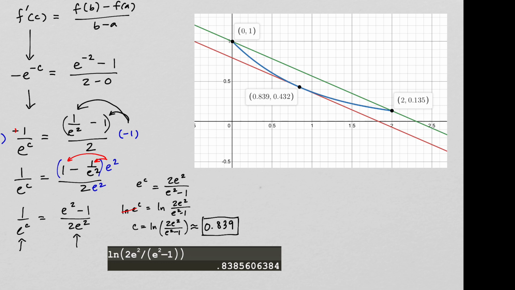So we can see that it works. The mean value theorem does indeed give us a value c somewhere in between a and b, such that the slope of the tangent line and the slope of the secant line are the same, meaning the lines are parallel. And that concludes this video lesson.